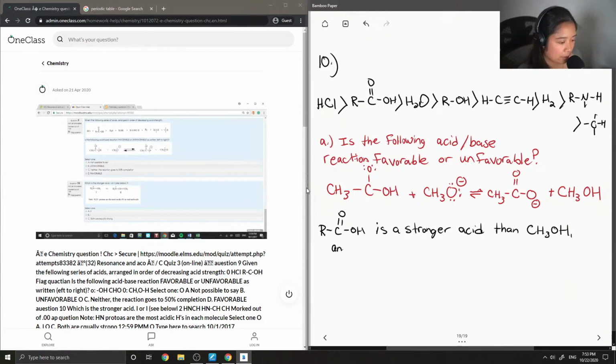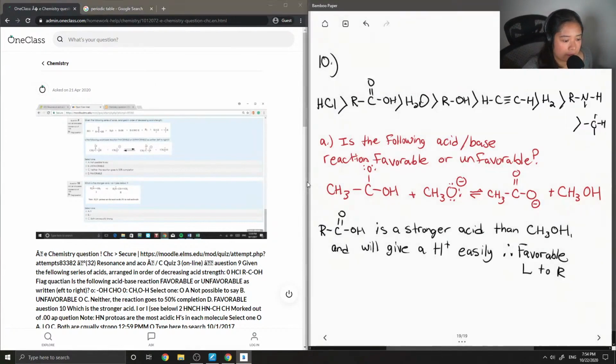So therefore, it will give a proton easily. So therefore, this reaction is favorable, going from left to right.